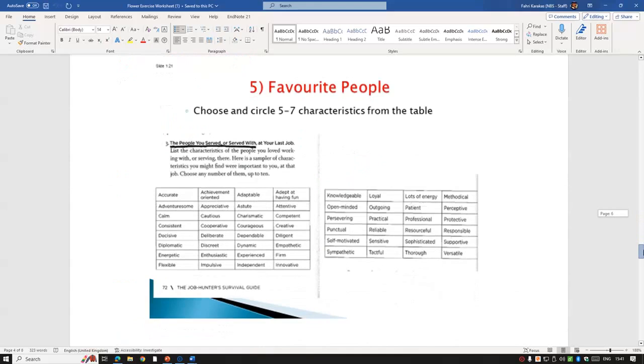And then favorite people. These are the type of people you want to be surrounded by. Think of the organizational culture. Okay, what type of people do you want to be surrounded by? You can circle these up to 10 of them. What type of people do you want to be around? These are your co-workers, yeah? This is about organizational culture.